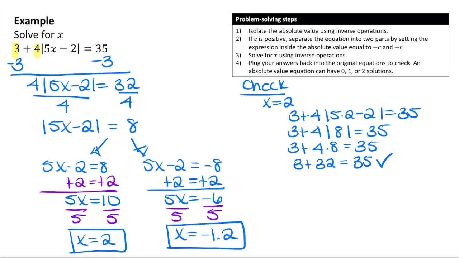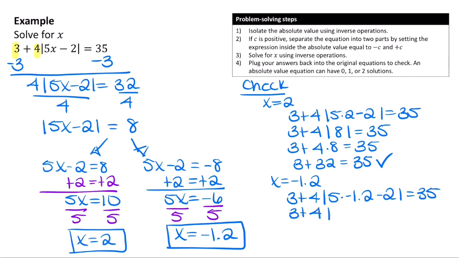So now let's check x equals negative 1.2. So we'd have 3 plus 4 times the absolute value of 5 times negative 1.2 minus 2. And we're checking if that's equal to 35. So we have 3 plus 4 times the absolute value of 5 times negative 1.2, which is negative 6. So we have negative 6 minus 2. So that's 3 plus 4 times the absolute value of negative 6 minus 2, which is negative 8. So we're checking if that's equal to 35.